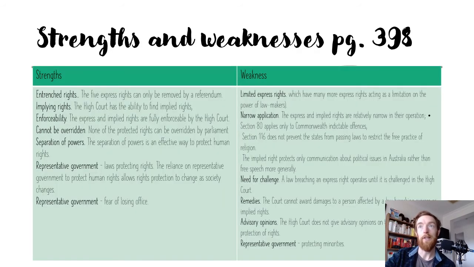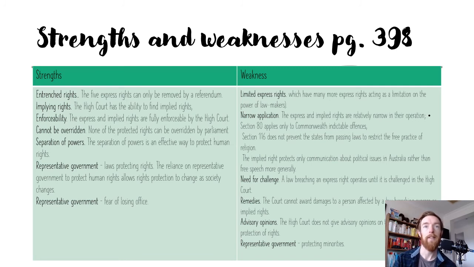So some strengths and weaknesses, these are all from page 398 of your Ed Rollo textbook. So some strengths: entrenched rights. The 5 express rights can only be removed by a referendum, which is good. It means that the government or parliament can't just override our rights, which means that we're always going to have them unless a referendum where people vote for that. Implying rights: the High Court has the ability to find implied rights, which is good, it protects them further. Enforceability: the express and implied rights are fully enforceable by the High Court, which is excellent because it means that if the government infringes upon our rights, the High Court can actually take action about that. They cannot be overridden, so none of the protected rights can be overridden by Parliament. Once again, great, protects them.